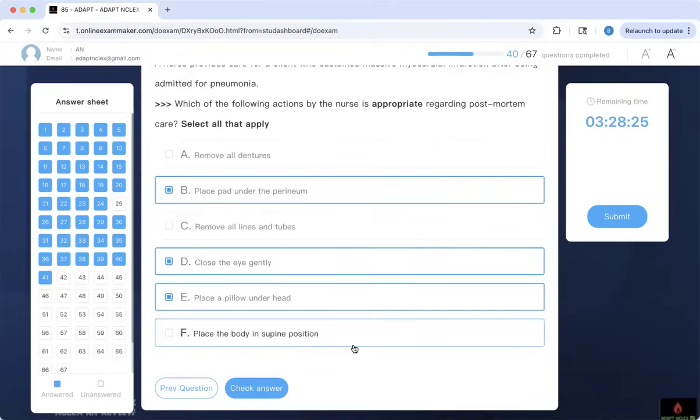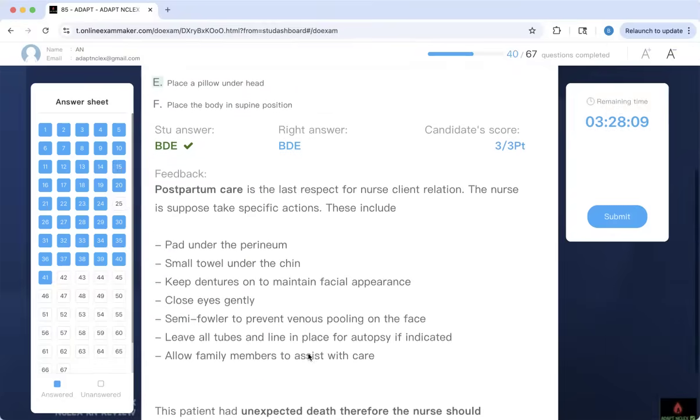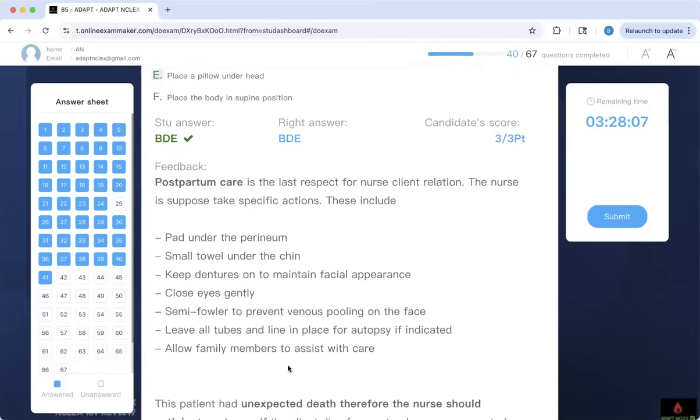And don't put them supine. Otherwise, blood will pool in the whole face and cause what? Discoloration. You want to raise them up to semi-Fowler's and allow blood to descend from their head. Therefore, those are your right answers. Know this postmortem care, take a picture of it, and master them.